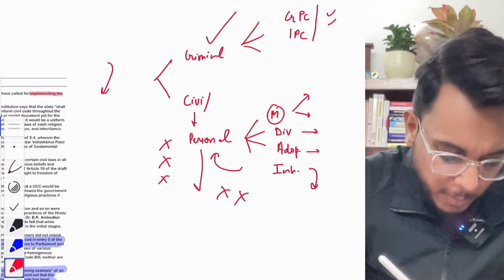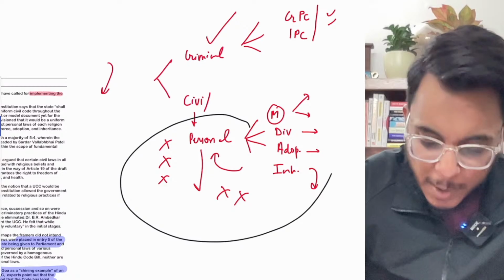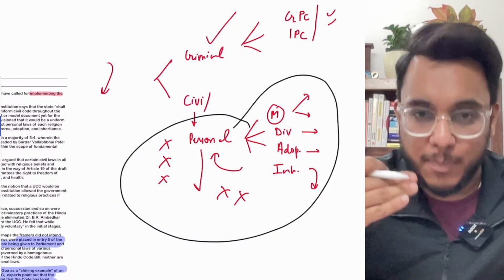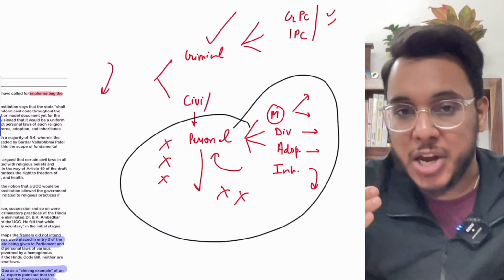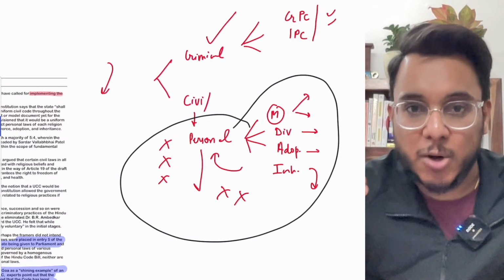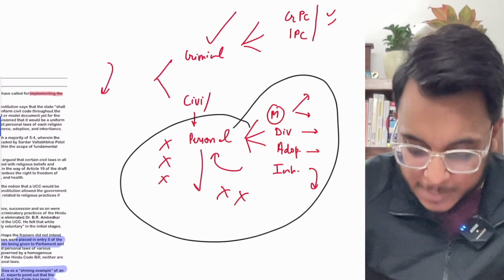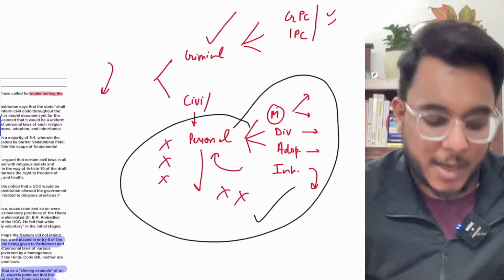Now why has uniformity not been made here? It is because, guys, we are a secular nation, and we have provided that the diversity of the nation will be preserved, and the different communities will be given the right to preserve their diversity. Okay, and as a part of that, the UCC is right now not there.